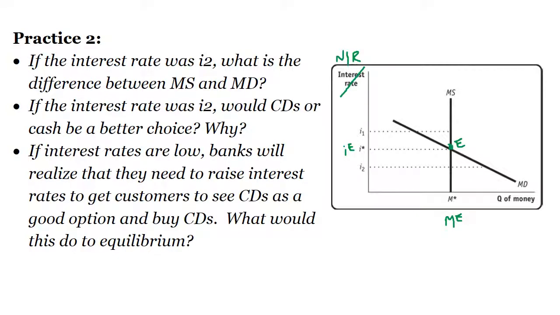All right, so currently the economy is at I2. So what is the difference between money supply and money demand? Well, if you trace M2 out, we're going to hit money supply before we hit money demand. So if demand is greater than supply, you have a shortage. So we have a shortage of money, we have low interest rates. If interest rates are low, lower than equilibrium, would CDs or cash be a better choice? Cash would be. Why would I want to lock my money into a CD when interest rates are so low?